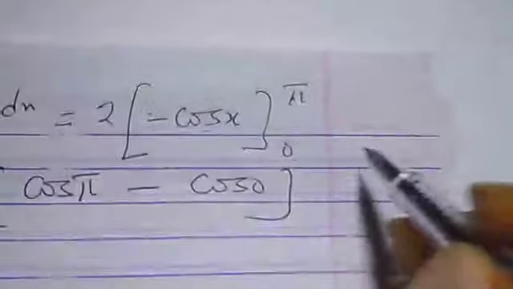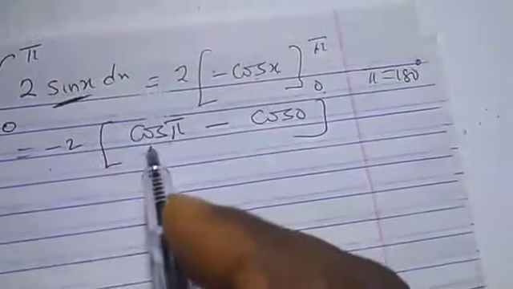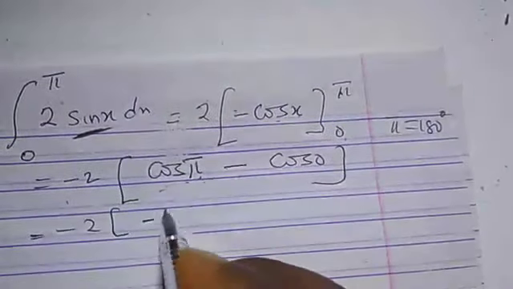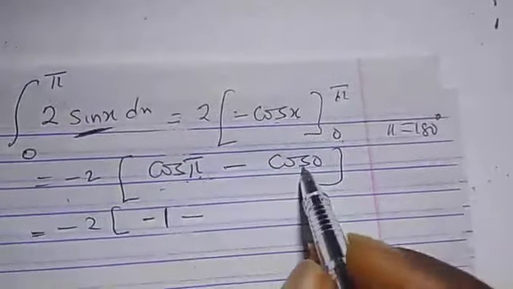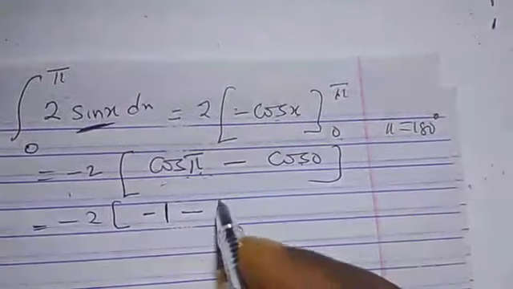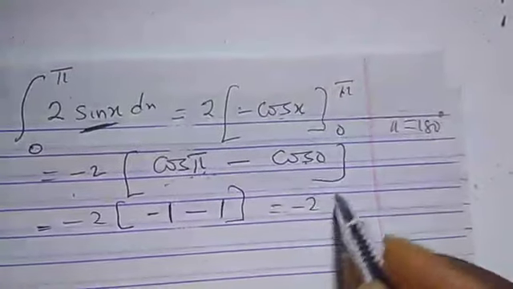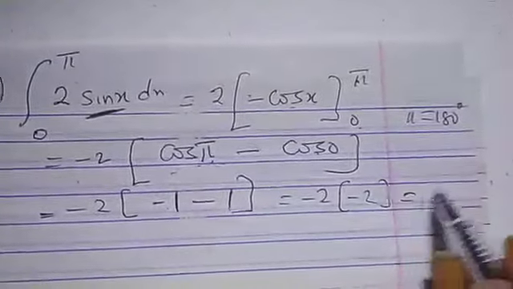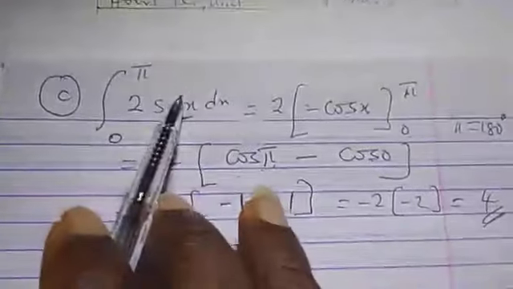Minus cos 0. But the question is, what is pi? In this place, pi is representing 180 degrees. So that means we are dealing with cos 180 degrees. If you use our calculator, cos 180 degrees will give me minus 1. Then minus cos 0 will give me 1. This is minus 2 into minus 1 minus 1, that is minus 2. So our answer is 4. So the value of this integral is 4.